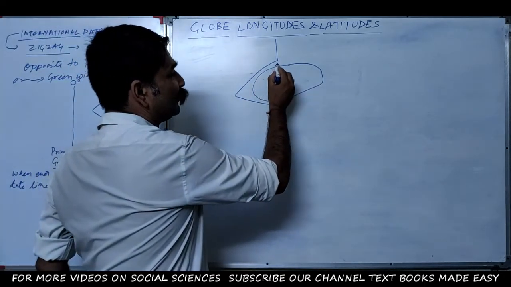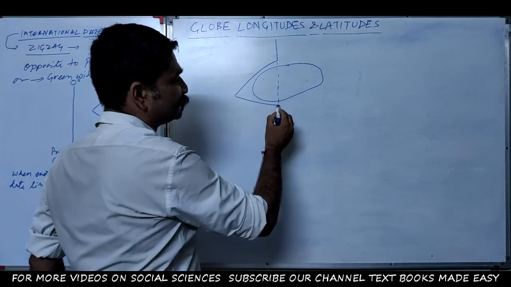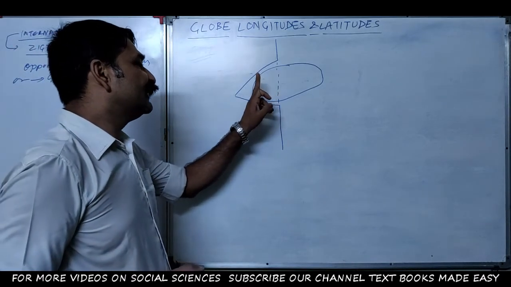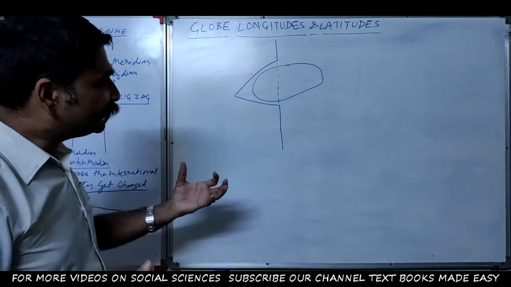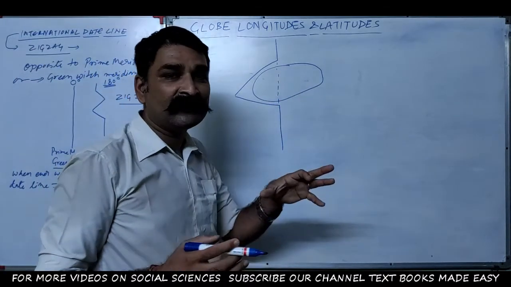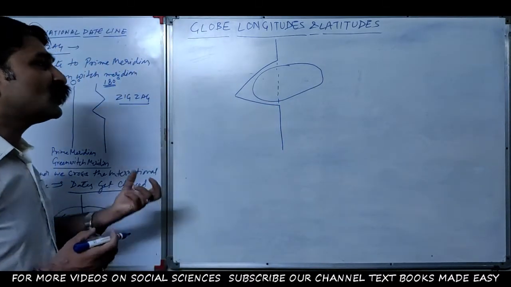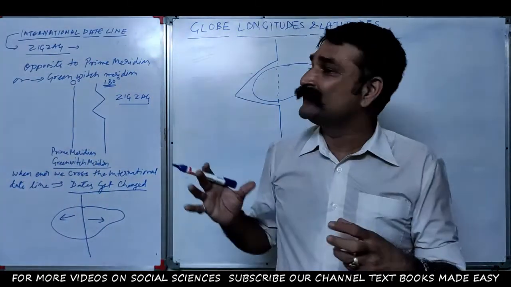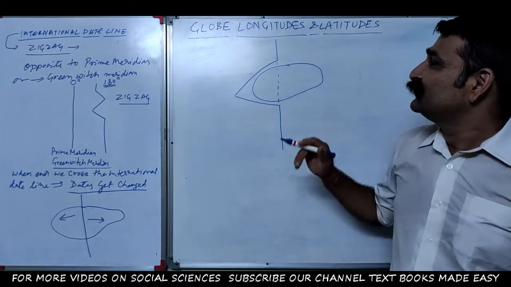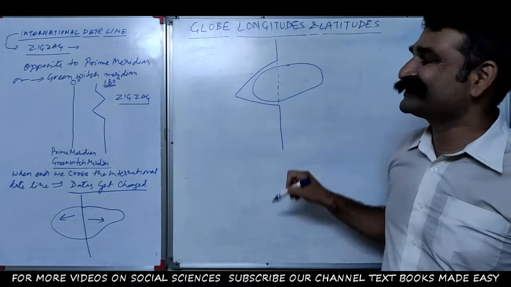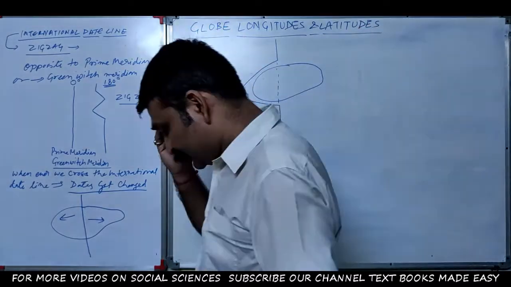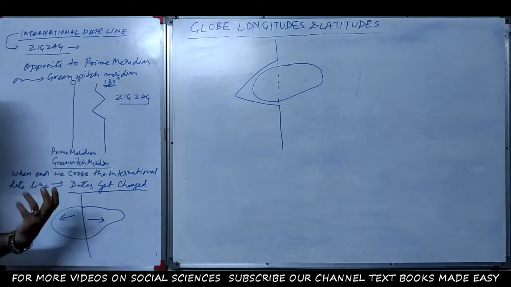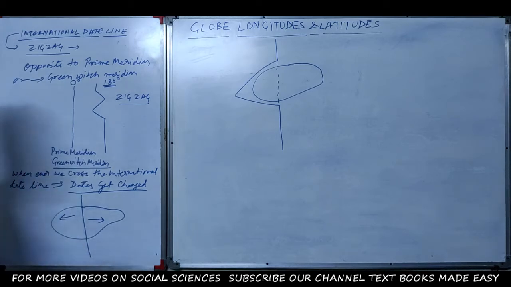So that in this area there is only one date. If this line would have passed straight like this, then this area would have a different date and this area would have a different date. So in order to avoid chaos, that's why this line is what? Zigzag.